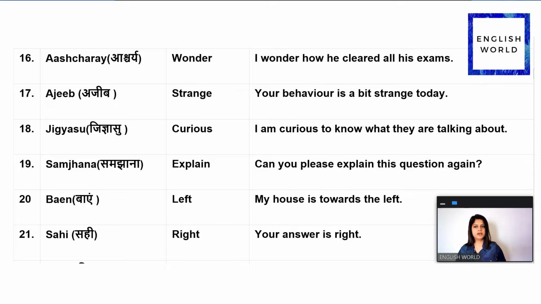Next is Ajib. Ajib will be called strange in English. So you can easily form a sentence like your behavior is a bit strange today. Your behavior is a bit strange today.